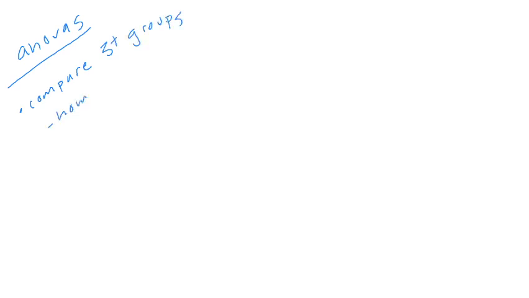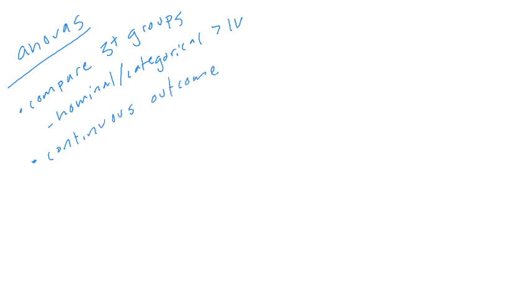All right, so let's try ANOVAs now. What do you need for an ANOVA? Well, you're going to compare 3 or more groups. Remember, this will also be nominal or categorical, and this would be your predictor, your independent variable. And then you're going to have a continuous outcome variable. Let's say this is going to be interval or ratio.